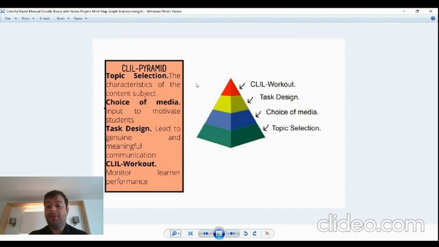All right, the third stage is task design. Task design leads to genuine and meaningful communication. So it's basically communication. Task design implies considering the students' development and their linguistic competence. Also, linking learning to students' experiences. Therefore, tasks should be designed to combine both higher order thinking and lead to genuine and meaningful communication.